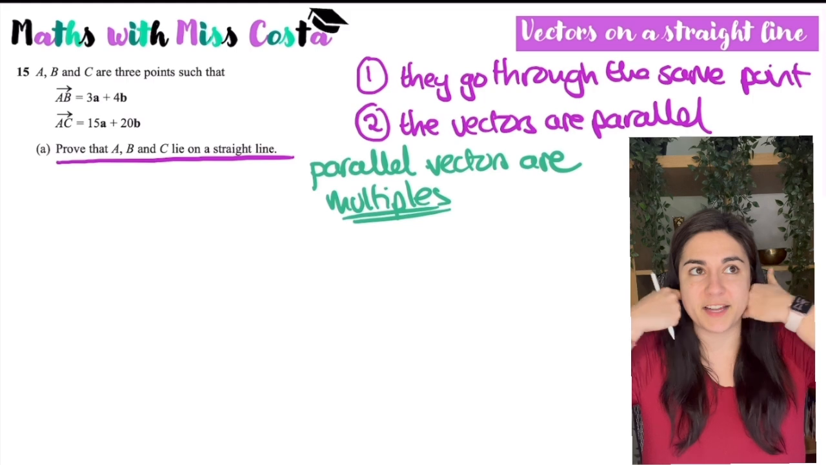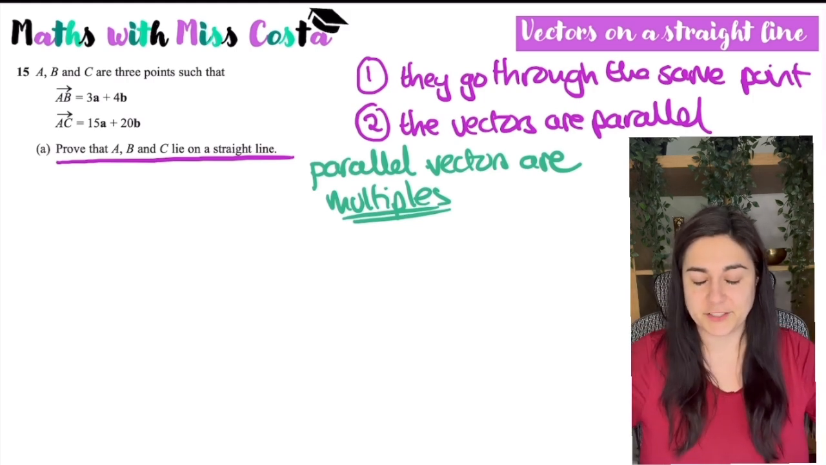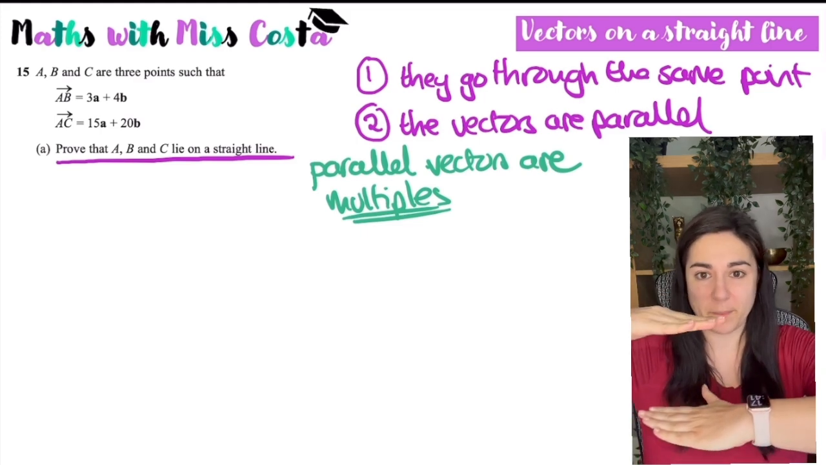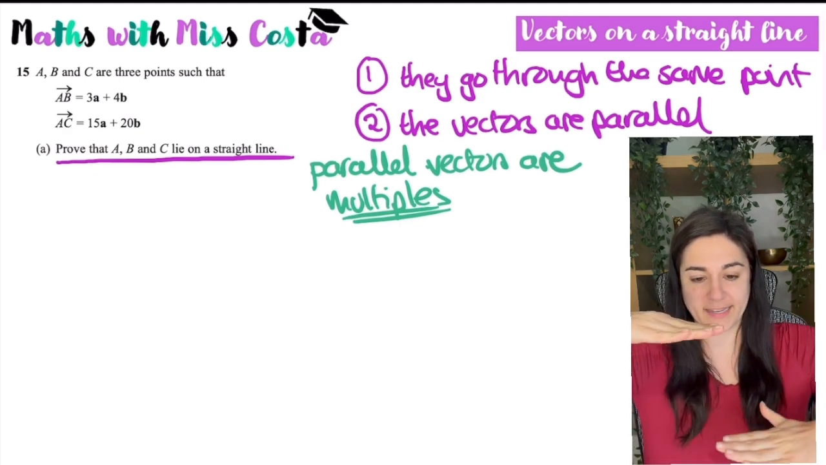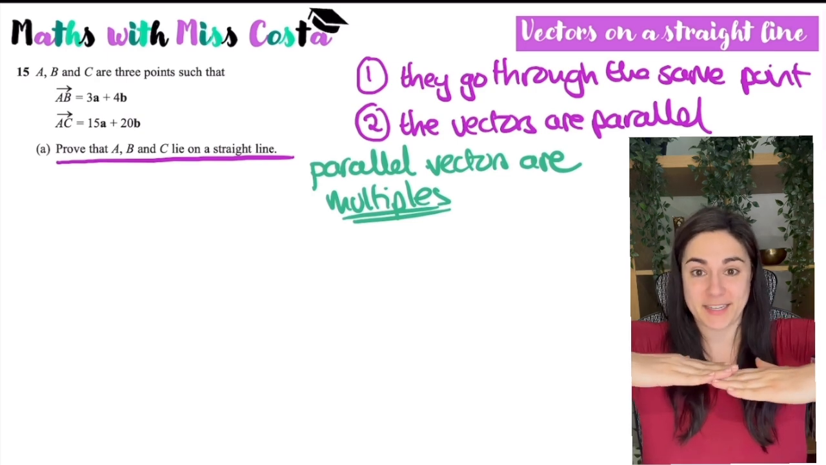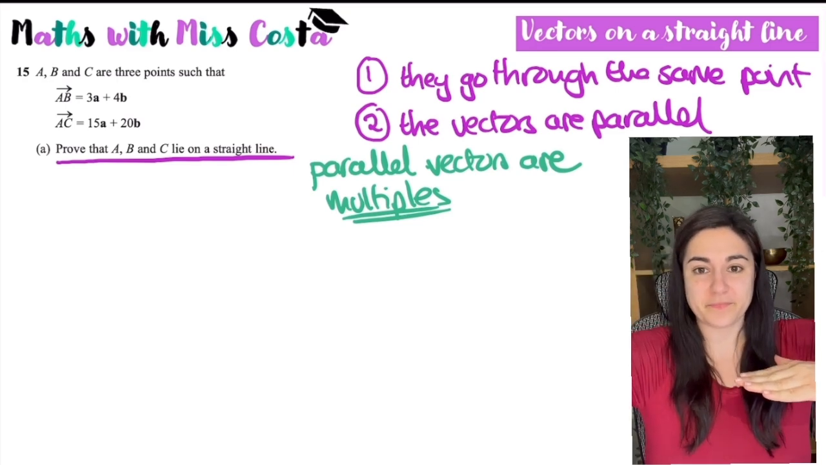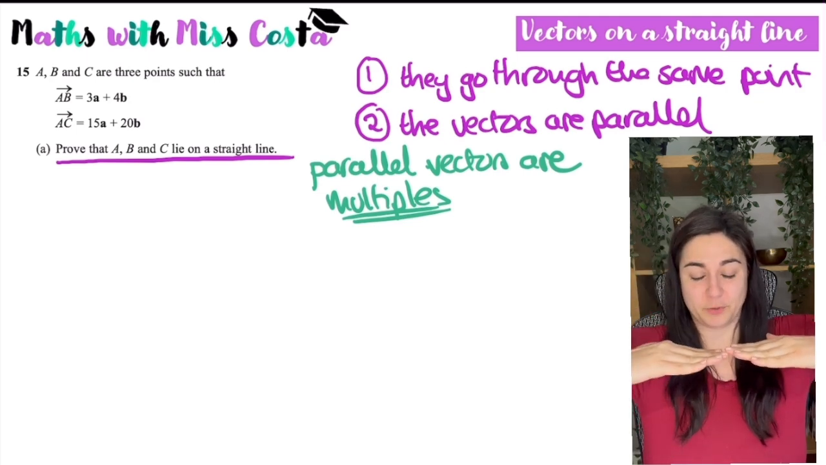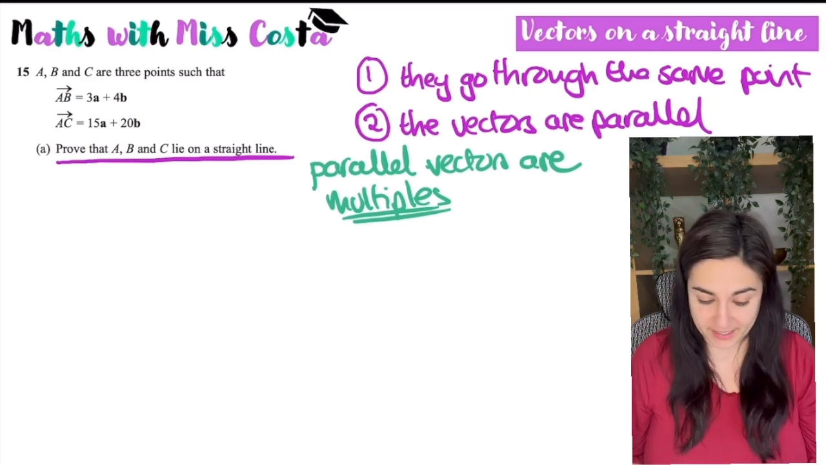Okay, so if you imagine two straight lines, if they are parallel, that means they are never going to meet. And if they go through the same point, they must be on the same line because they're parallel. They have the same angle, and also they go through the same point, therefore the parallel line gets brought to this point. So that's how we can prove that points lie on a straight line.